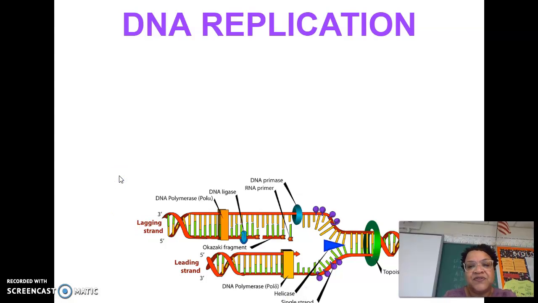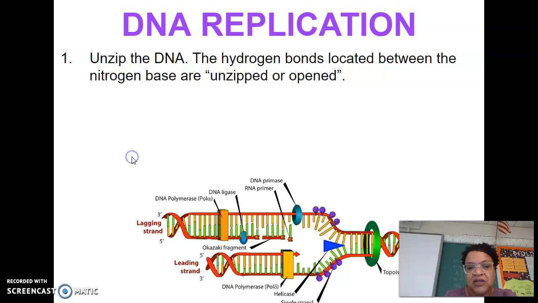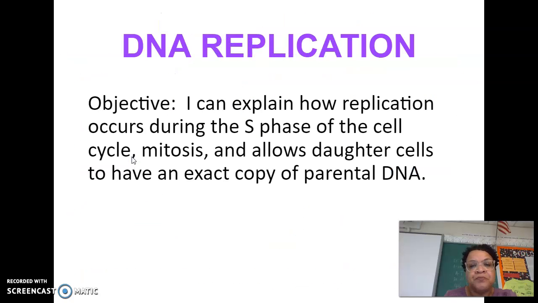Okay, guys, so let's finish our lesson on DNA. We talked about the structure of DNA. Let's move on to DNA replication. Your objective is to be able to explain how replication occurs during the S phase of the cell cycle and how it allows the daughter cells. Remember, you get two genetically identical daughter cells from the cell cycle, and they have an exact copy of the parental DNA.